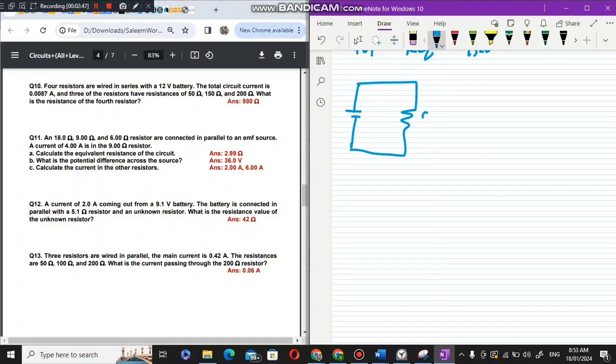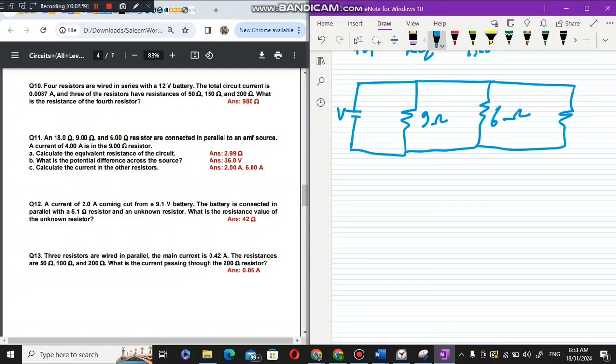We have here a 9 ohms resistor, we have here a 6 ohms resistor, and they are both connected in parallel to the unknown voltage. And we also have an 18 ohms resistor also connected in parallel. So they told us the following, that we have a current of 4 amperes passing through the 9 ohms resistor. So let's call this one R1, this is R2, this is R3. So this is V1, this is V2, and this is V3. Again, why did I put the plus and minus like this?